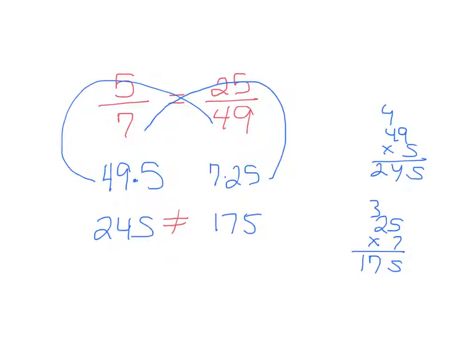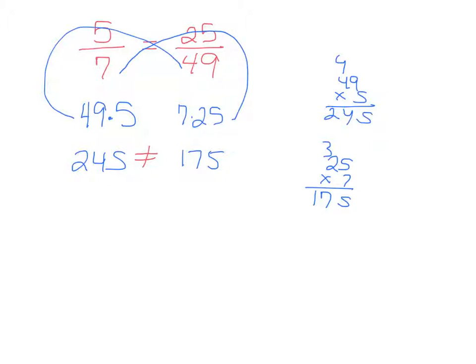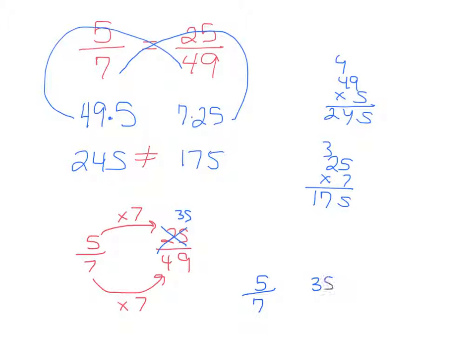One way I can also do this is by using the whole idea of equivalent fractions. So if I have 5/7 and I want to get to 25/49, I know I would have to multiply the 7 by 7, and if I multiplied the bottom by 7, I would also have to multiply the top by 7 as well. Does 5 times 7 equal 25? No. But what if this was 35 instead? That would give me the proper ratio, that 5/7 would equal 35/49.